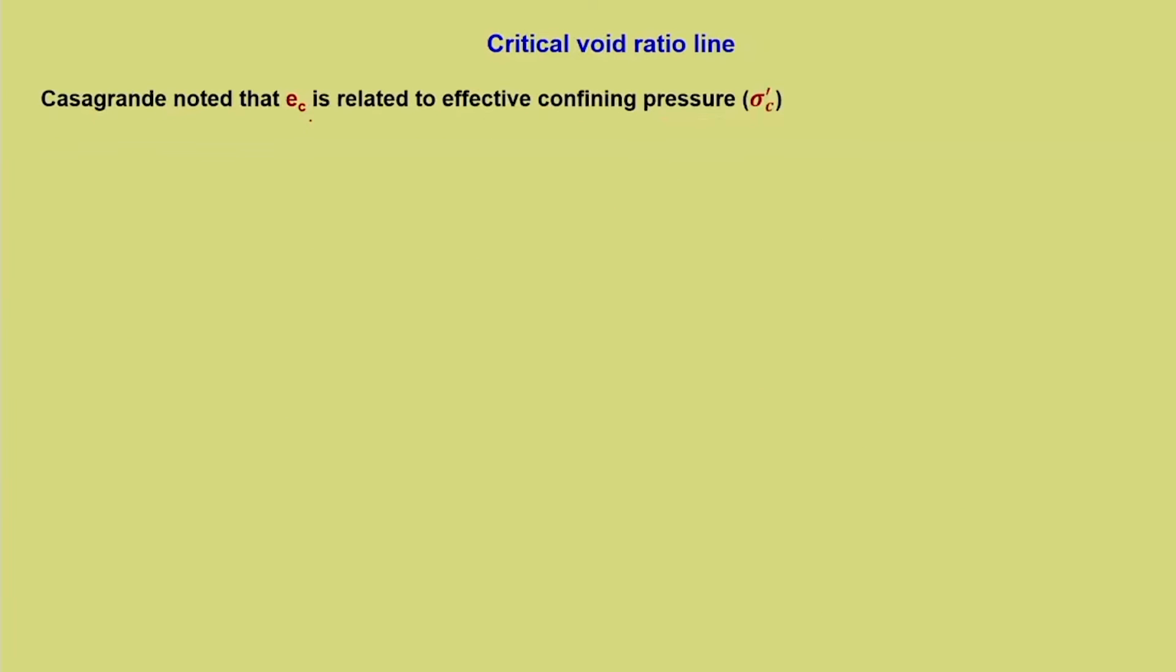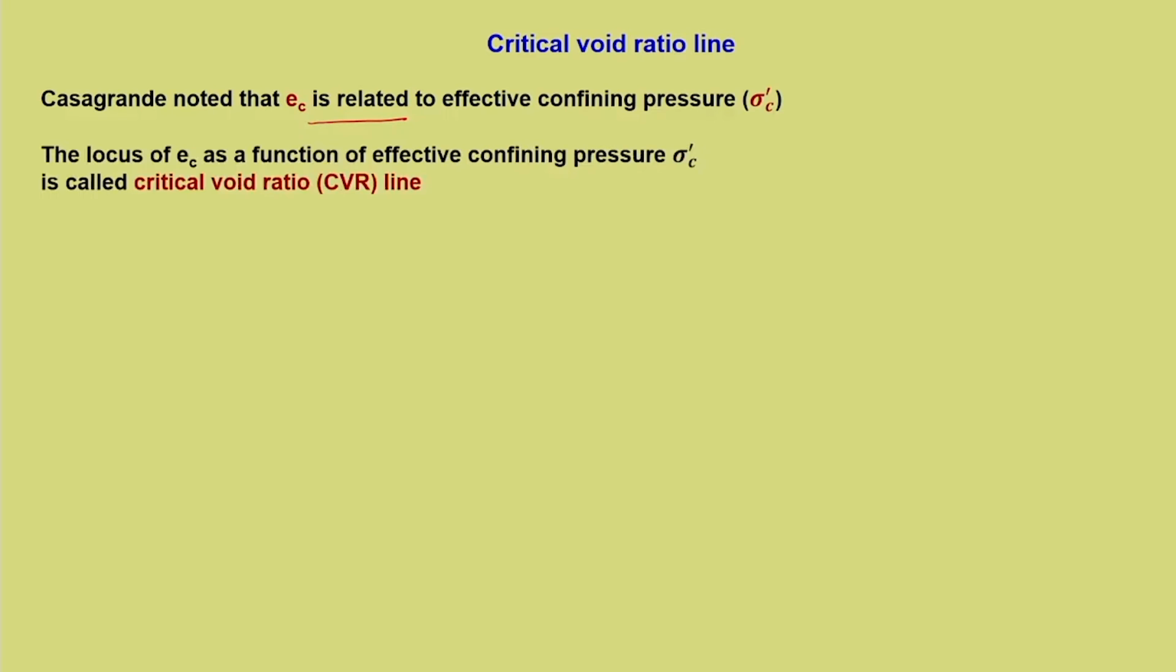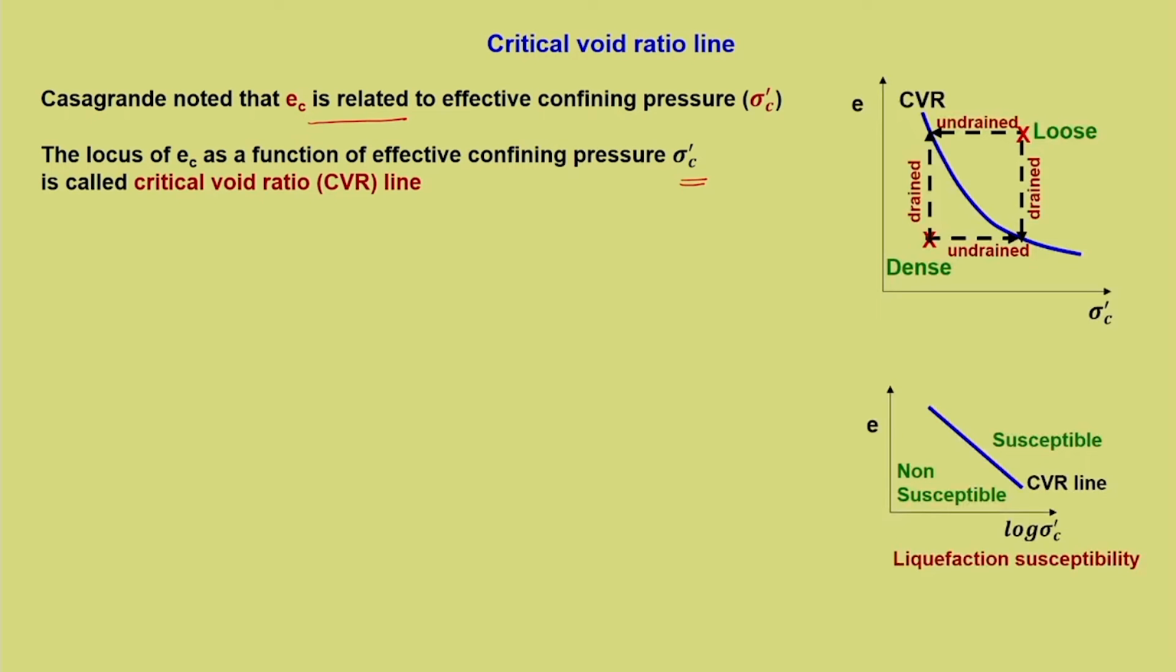So, Casagrande noted that EC is related to effective confining pressure sigma dash C. So, depending upon the confining pressure, EC will change. Why? The amount of dilation effect also changes depending upon the confining pressure. So, accordingly, whatever EC it achieves, that also changes. The locus of EC as a function of effective confining pressure sigma dash C is called critical void ratio line, CVR line, as can be seen here.